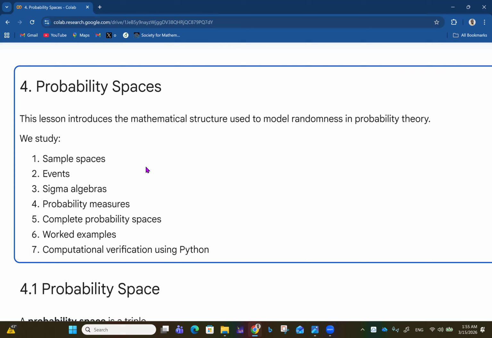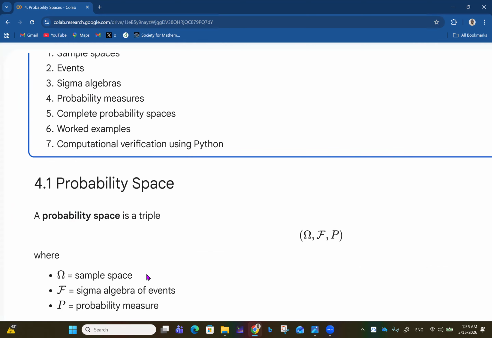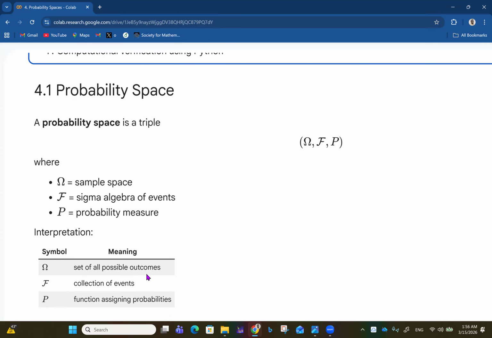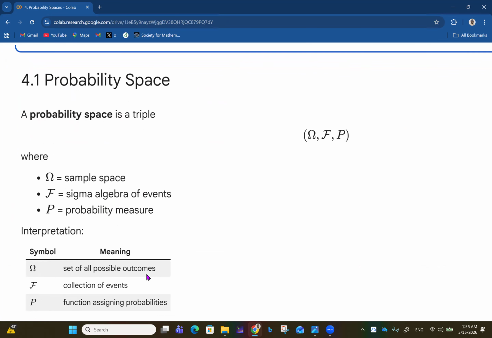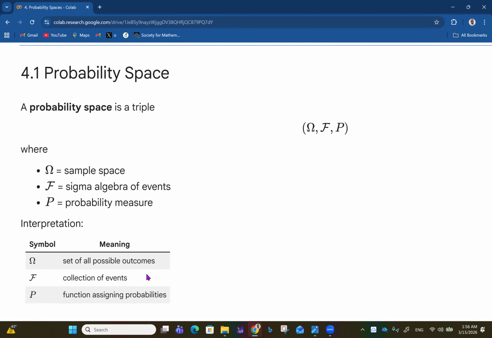So here we study sample spaces, events, sigma algebras, probability measures, complete probability spaces, worked examples, and computational verification using Python will be considered. All right, so let's talk about probability space, which we've talked about previously, but it's good to emphasize some of these things to drive home the point.